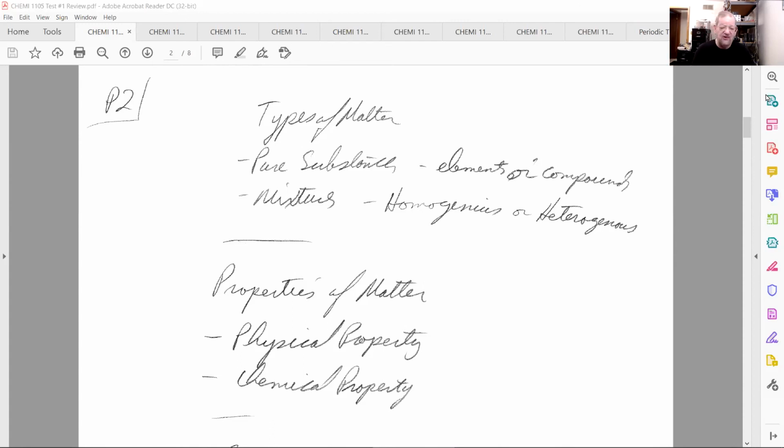A homogeneous mixture, which we learned later on, we also call a solution, is the same throughout. An example of that would be your pop. That's a homogeneous mixture.